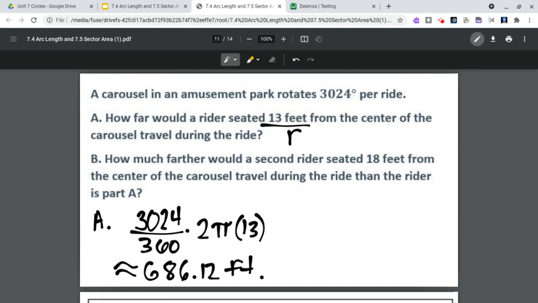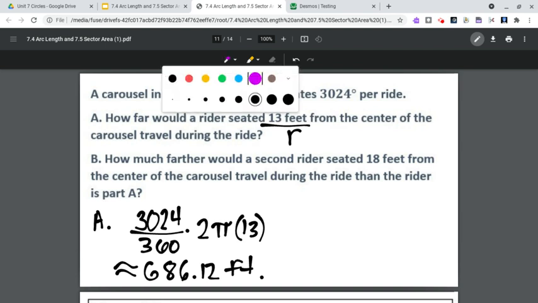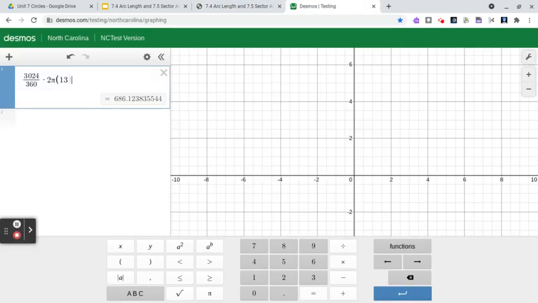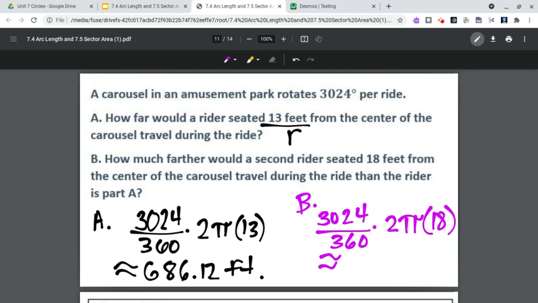So the carousel is still rotating the same amount of degrees, except what changes this time is our radius, because the second rider is 18 feet from the center. So for part B, let me change colors. 3,024 divided by 360 times 2 times pi times 18. We put that into Desmos. I'm actually just going to delete 13 and put 18. And we get 950.02 for this rider in part B.